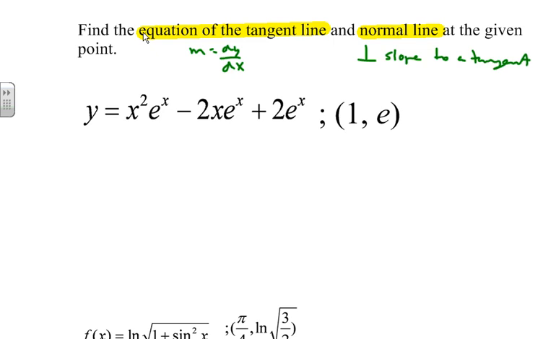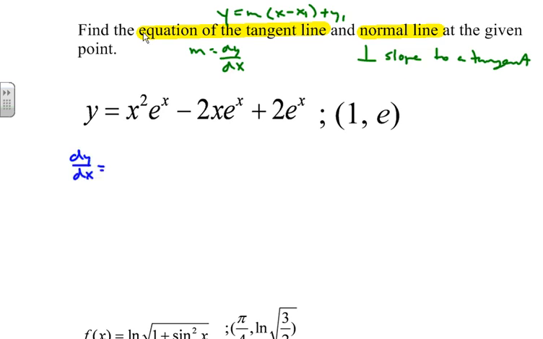I'm going to be using slope-intercept form and point-slope form for all of my equations, just to make them fast and efficient when I write them out. So first off, to find the equation of the tangent line, I need to find the derivative, dy/dx, for this particular example.